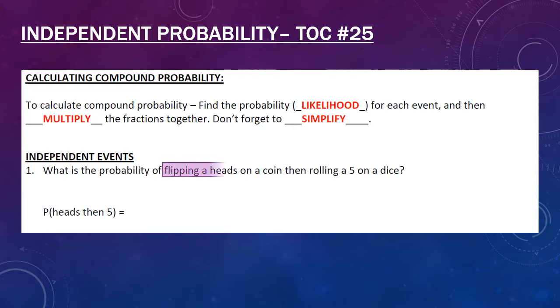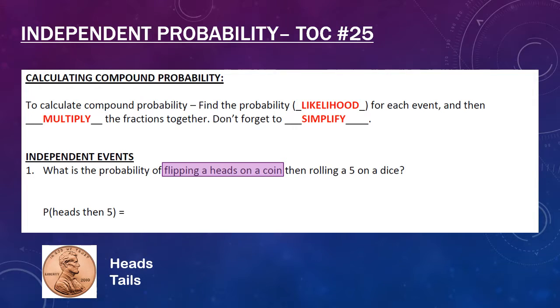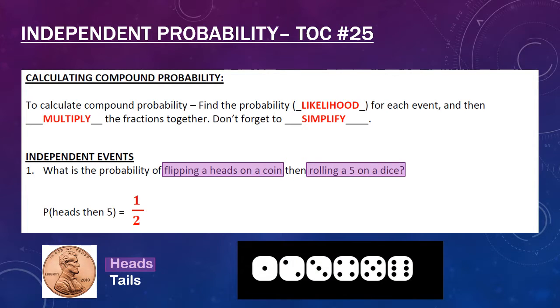What is the probability of flipping heads on a coin and then rolling a 5 on a dice? So with flipping heads on a coin, you've got 2 options. You've got heads and you've got tails. And they're saying flipping heads, which is 1 out of 2. And then rolling a 5 on a dice. Of course, we've done this during our simple probability section. If you're rolling a 5 on a dice, there's 1 five out of 6. And then, of course, we're going to multiply these together.